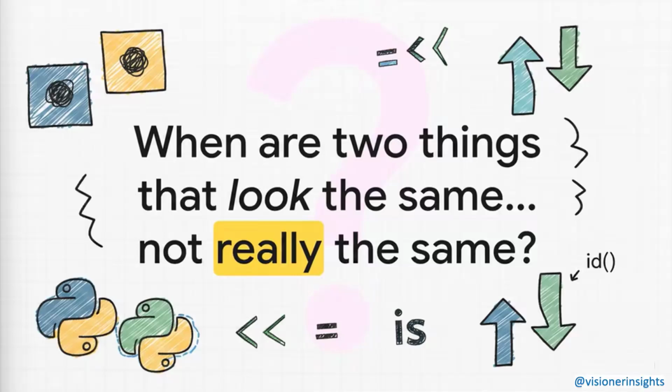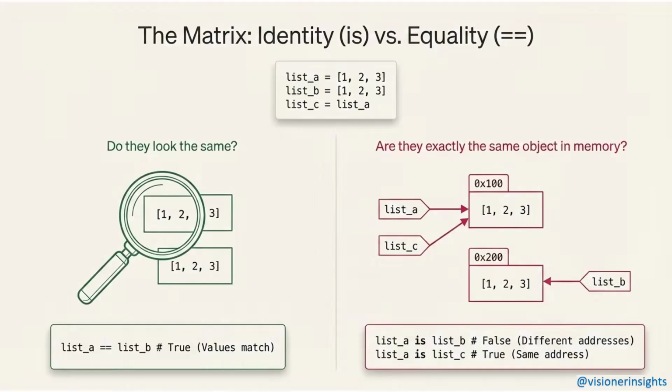So here's a classic programmer's riddle for you. When are 2 things that look exactly the same not really the same? Now this question gets right to the heart of a very subtle but absolutely critical distinction in Python. And this slide just illustrates the answer brilliantly. Okay, look on the left. The magnifying glass shows us that list A and list B have the exact same values inside them, 1, 2, 3. The double equals sign checks for this kind of equality, and yep, it returns true.